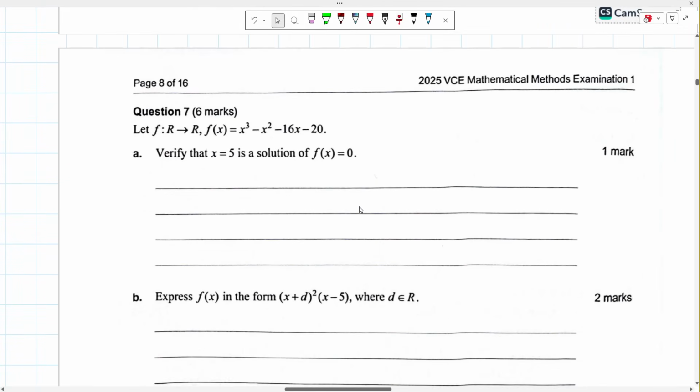Okay, on to the next question. So it's a fairly long exam, right? So f of x is equal to x cubed minus x squared minus 16x minus 20. Verify that x is equal to 5 is a solution of f of x is equal to 0. Okay, so let's substitute 5 and see what we get.